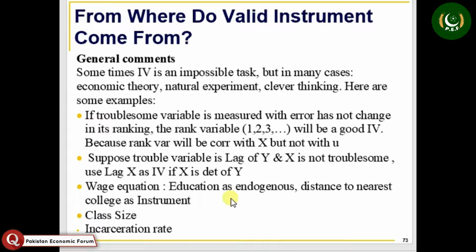In a wage equation, you may use distance to the nearest college as an instrument, because we see that more education leads to more earnings, but more education is linked with ability. Ability leads to more education, and ability leads to more wages. So distance to the nearest college may lead to more education, and it is not related with your ability. Similarly, you can have class size.